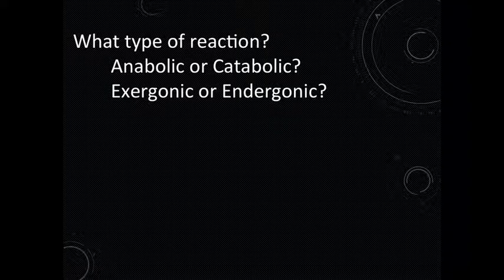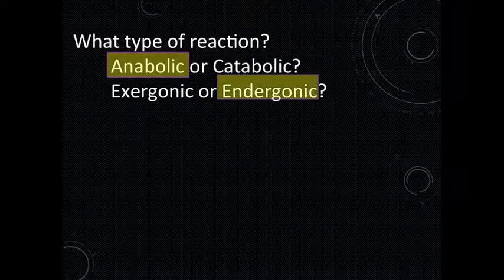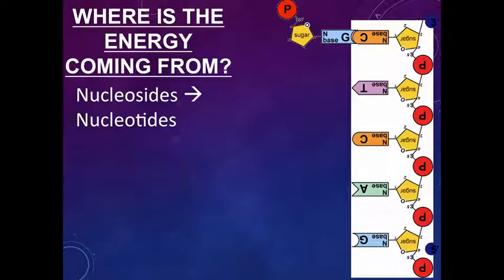So because it's building, it's anabolic. And anabolic reactions require energy, so it's endergonic. All right, so where's the energy coming from? If it's an endergonic reaction, energy is being put in, where's the energy coming from? So we say DNA is made out of nucleotides, but they don't come in as nucleotides. They actually come in as nucleosides.